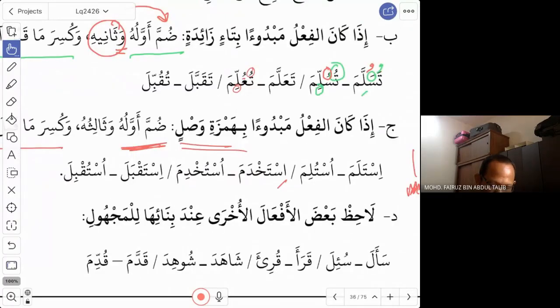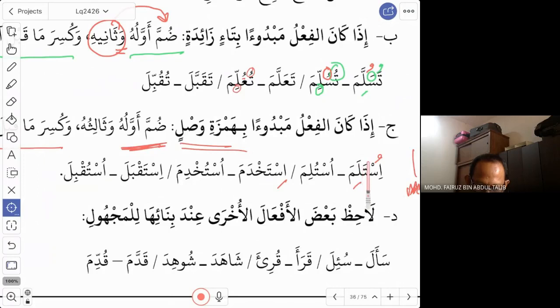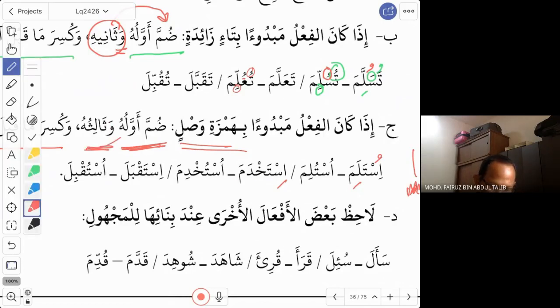So here we say istalama, it will become us and then li. The problem is here in the middle letter, the third letter. So what do you need to do? This is similar to what we have done here. You just change this to dhamma. Just change the third. Here they said the third letter. So the third letter is changed to dhamma. So from istalama it becomes ustulima. Istalama, ustulima. The same goes to istakhdama.